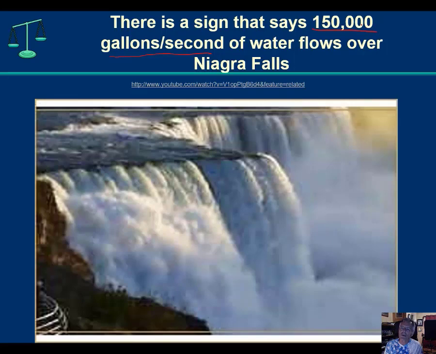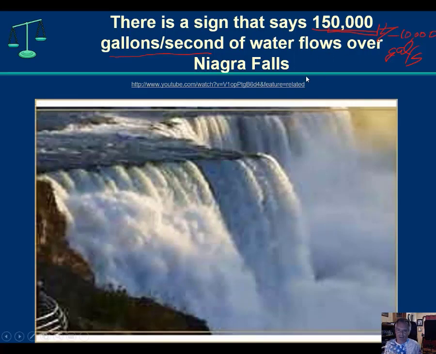It's not in the ones or the tens or the hundreds place. It's not in the thousands. It's actually in the 10,000 place. So this is actually plus or minus 10,000 gallons per second that goes over the falls.